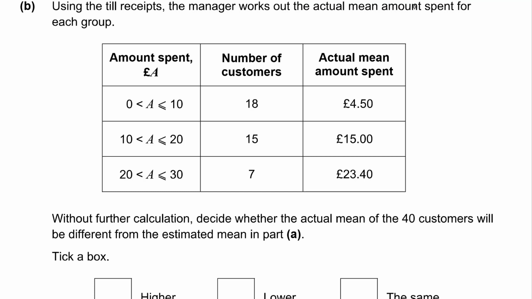Now in 11b, we're told that using the till receipts, the manager works out the actual mean amount spent for each group, and they've been given in this table here. Without further calculation, decide whether the actual mean of the 40 customers will be different from the estimated mean. Now, we need to decide whether it's going to be the same or higher or lower.